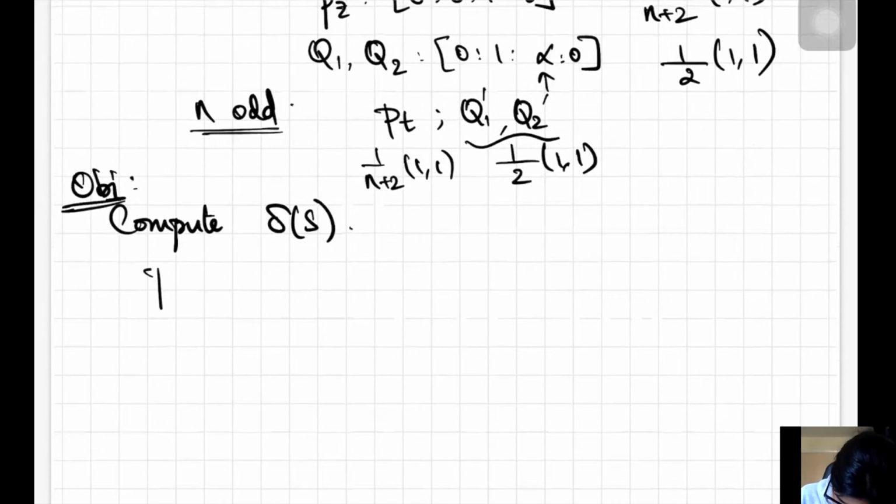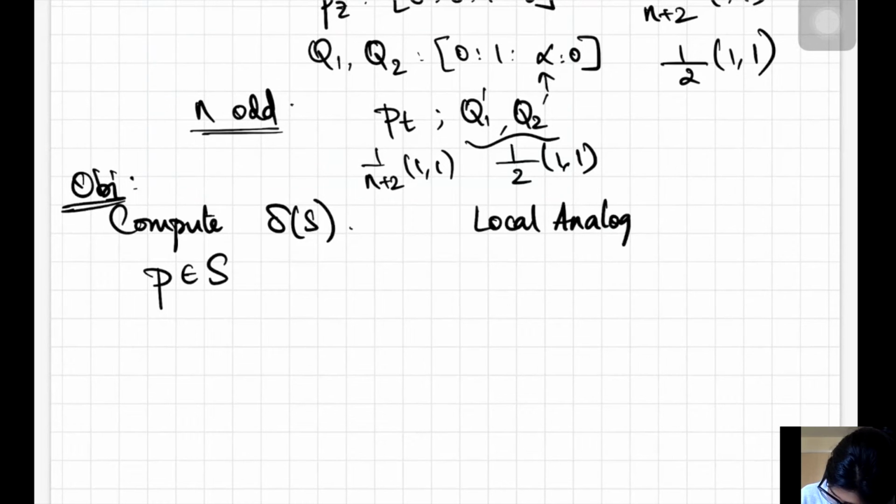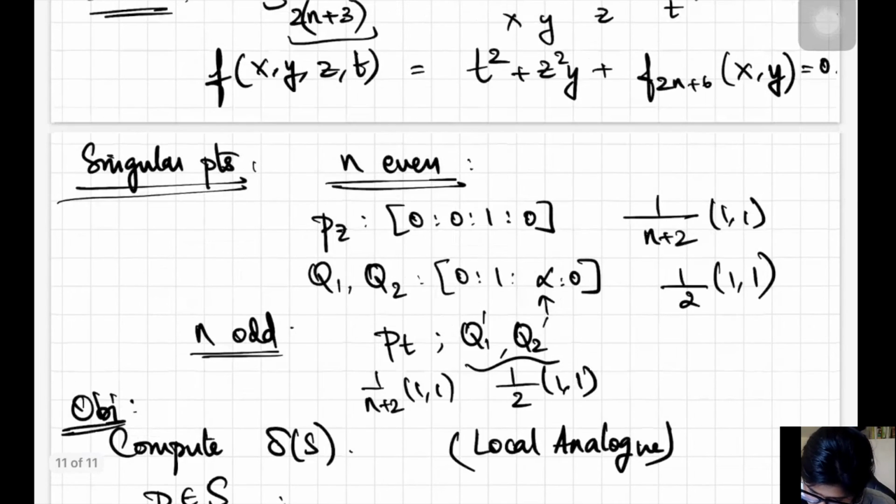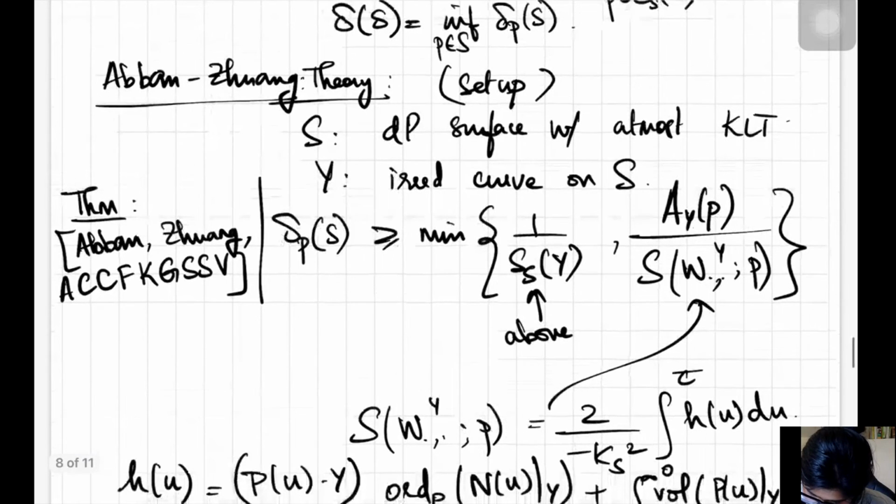So let's take a point on the surface. I'm going to do this using local analog. We're going to compute delta P for every P on the surface. Let's take a point on the surface. The first step that you need, let me go back to the definition I had written earlier, just so that you get it.